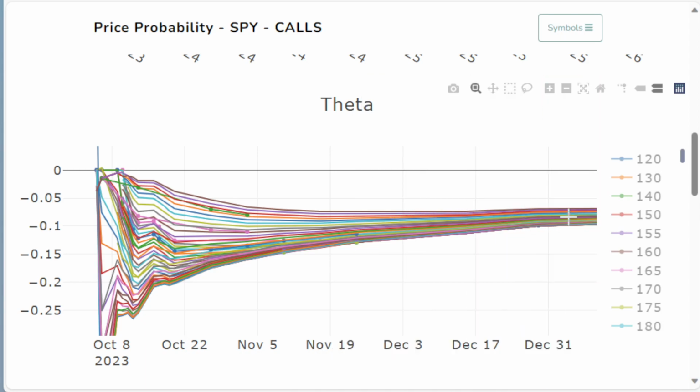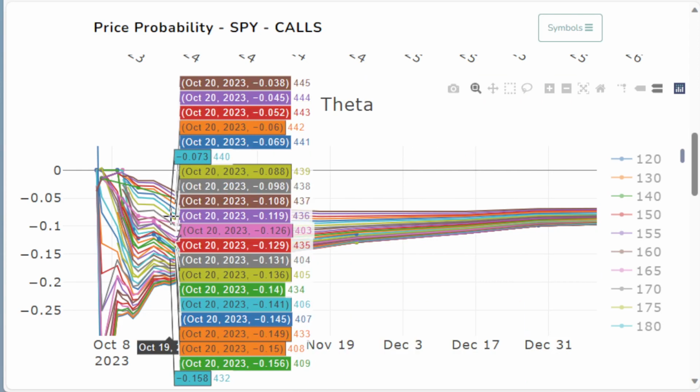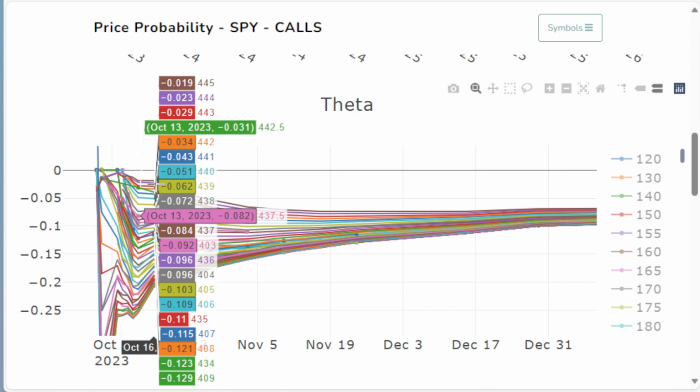So the theta is pretty steady far out, but as you approach close, you start to see an increase in theta. Now, as we get close, because options that are out of the money tend to be cheaper, they're going to have less theta to get you down to zero. Whereas options that are closer to being in the money are going to have a lot more loss if they turn out not to be in the money. So that's essentially what we're seeing here.